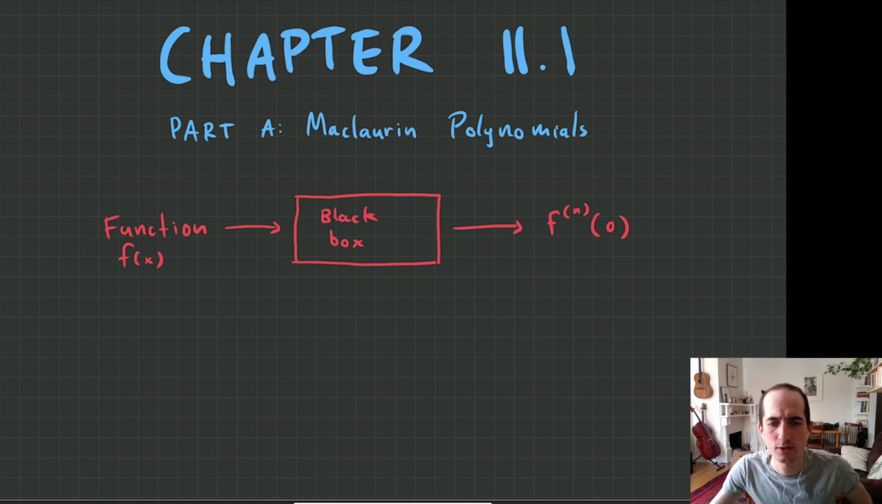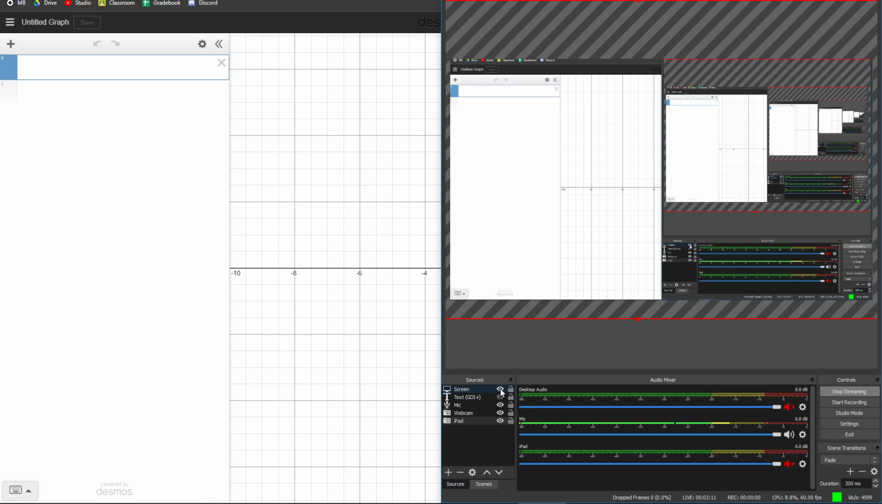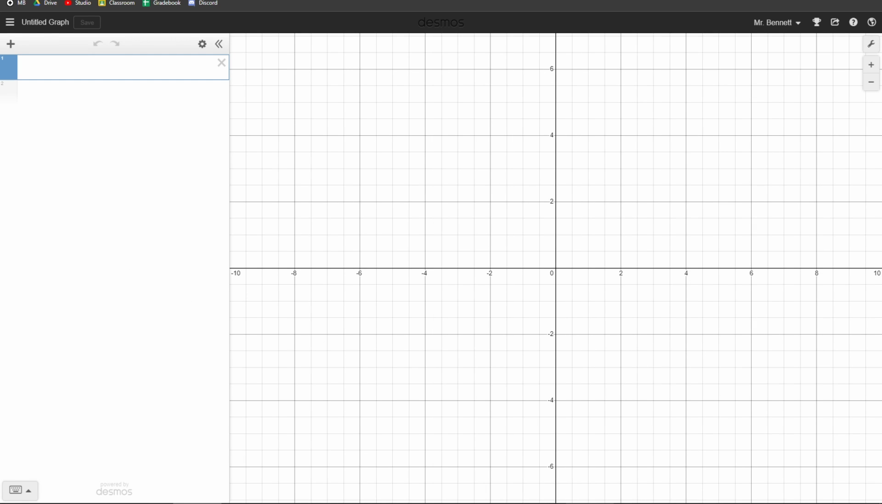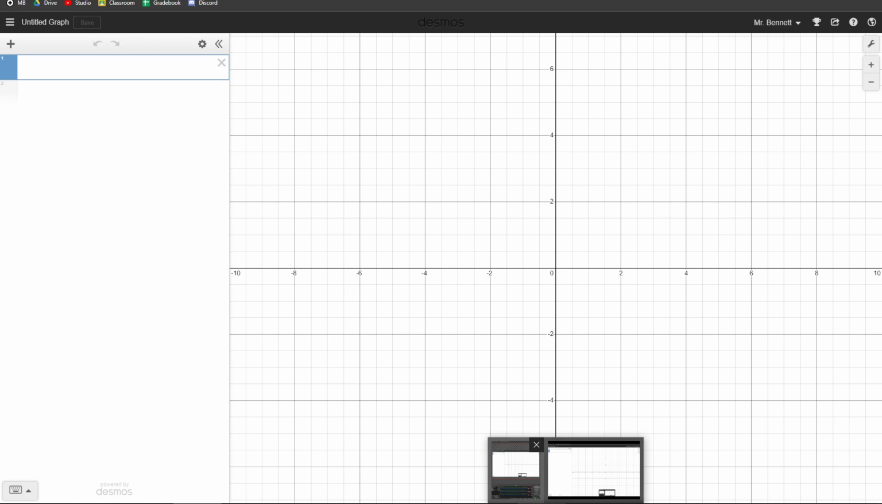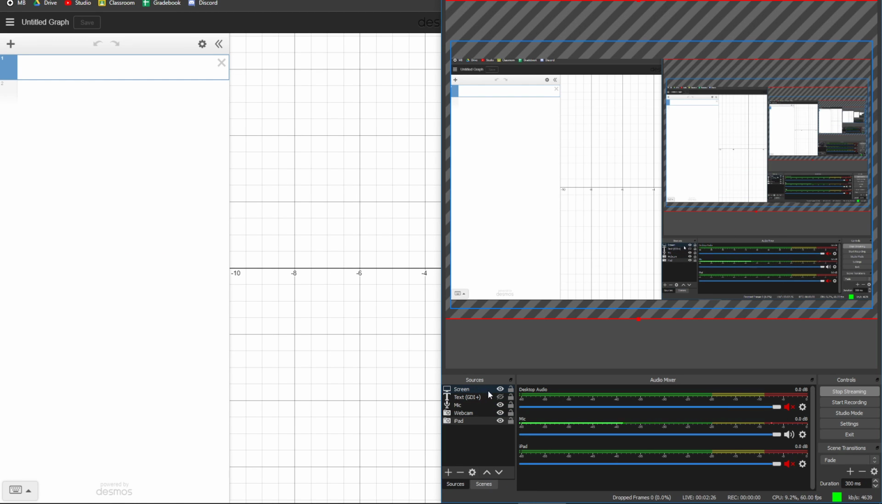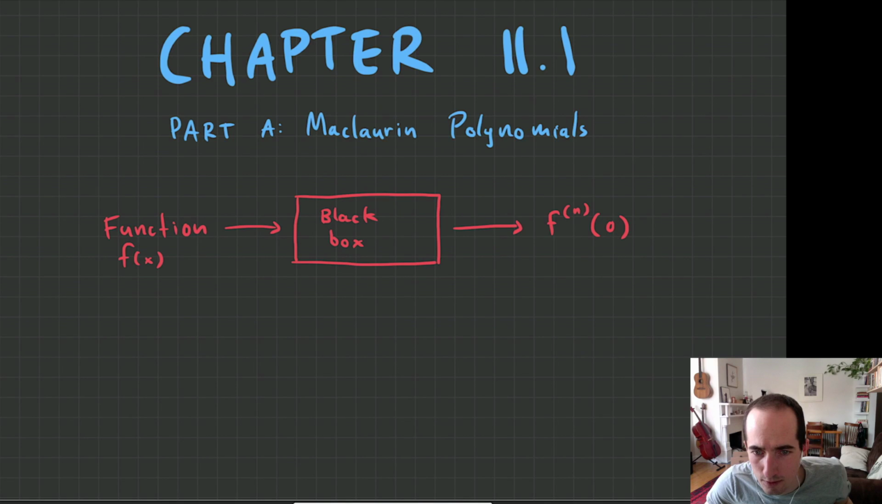So I'm gonna switch back and forth between my iPad and my desktop. So you can probably see my screen now. And we'll go into Desmos and then I'll go back onto my iPad. So it'd be great if you could follow along. If you have the ability to use Desmos, I'd highly recommend that you do that.